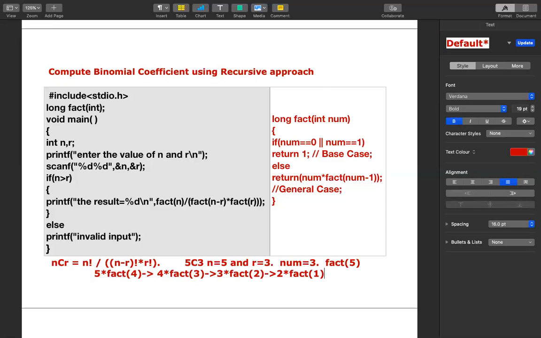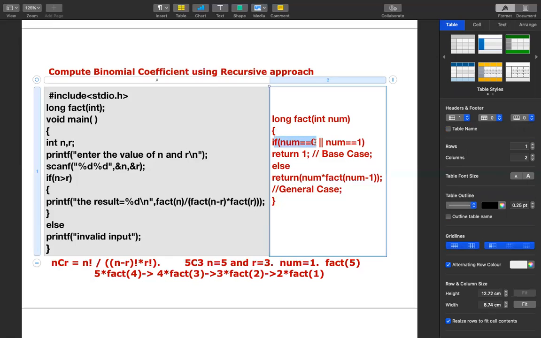So carefully observe. Now when you come across this subdivision, we are facing fact of 1. What is the value of num now? The value of num is 1. Is num equal to 0? It is false. Or if num is equal to 1, yes, it is true, because the num value is 1. In your OR expression, if any one of them becomes true, the whole expression becomes true. That is the way an OR operator works. If it becomes true, it returns 1.